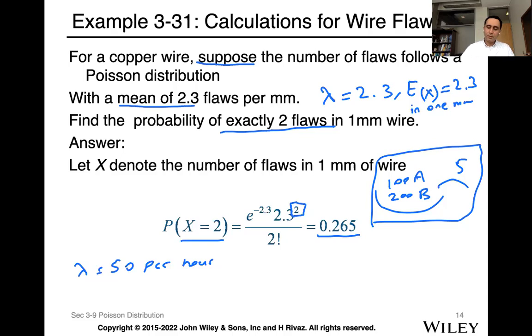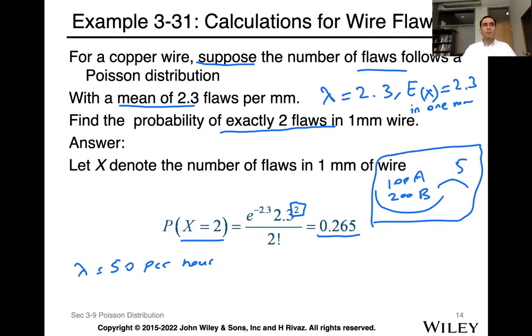Or for the number of flaws, we tested many wires from the company, and we found out that on average they have this many flaws. Or you can arrive at this number from theory, right? One of the other things that follows the Poisson distribution is the number of radioactive particles in the atmosphere, right?